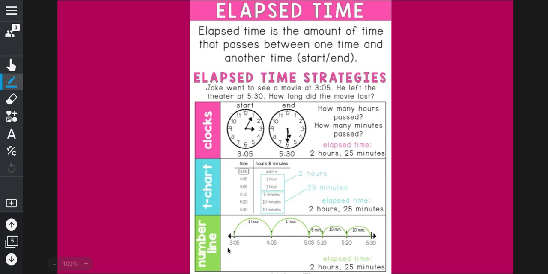We can do the same on a number line. We do our hour hops first, and then our smaller minute hops, and then we add them all together.